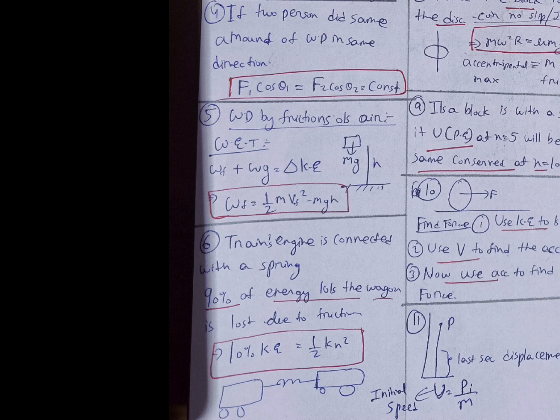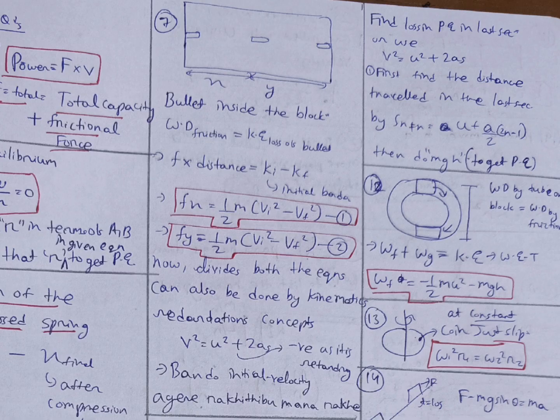90% of the energy lost in the wagons is lost due to friction. So 10% of the kinetic energy remaining is equal to half k x square. Bullet inside the block: work done by friction equals the kinetic energy loss of the bullet. Force into distance equals kinetic energy initial minus kinetic energy final. F x is equal to half m, v initial square minus v final square. Equation 1. F y is equal to half m, v initial square minus v final square.